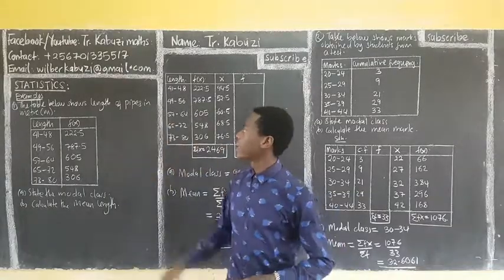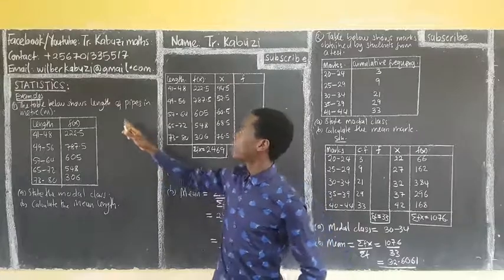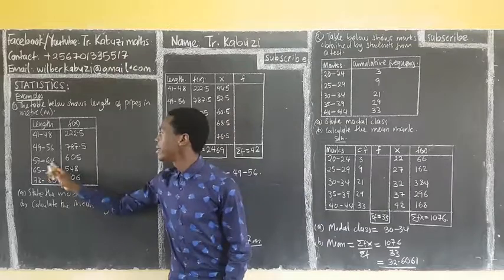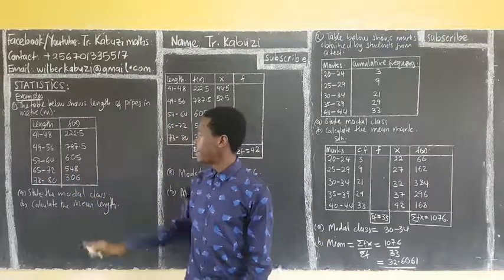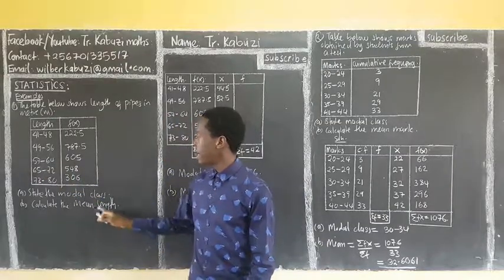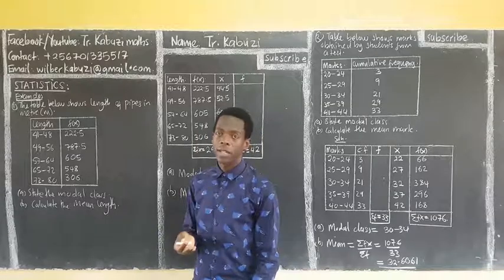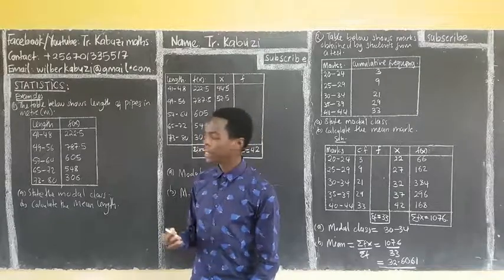To start with, they are giving us a table. The table below shows the length of pipes in meters. They are giving us this and they are giving us f of x. State the modal class. Then you calculate the mean. You don't have to set the modal class without the frequency. So meaning we need to get the frequency.